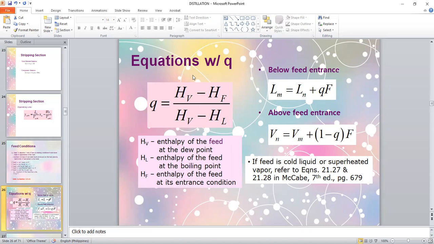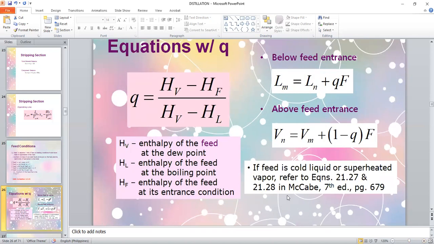This is the saturated vapor enthalpy on the feed condition. This is the saturated liquid enthalpy at the feed condition, whereas this is the enthalpy of the feed. These enthalpies are determined using the equations that were provided for you in your thermodynamics in relation to Cp delta T. Okay, there will be a sample problem that we will use regarding the use of this particular formula. Now, in here, I have placed the equation, this bigger.